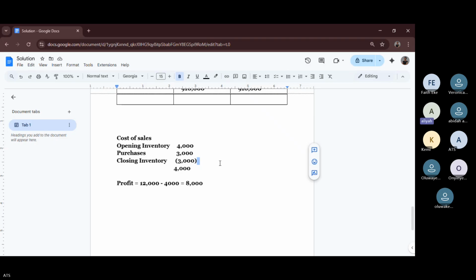Sorry, ma, this one you said, is it the same thing as expenses recorded in financial accounts and not cost accounts? Yes. Okay, thank you, ma.